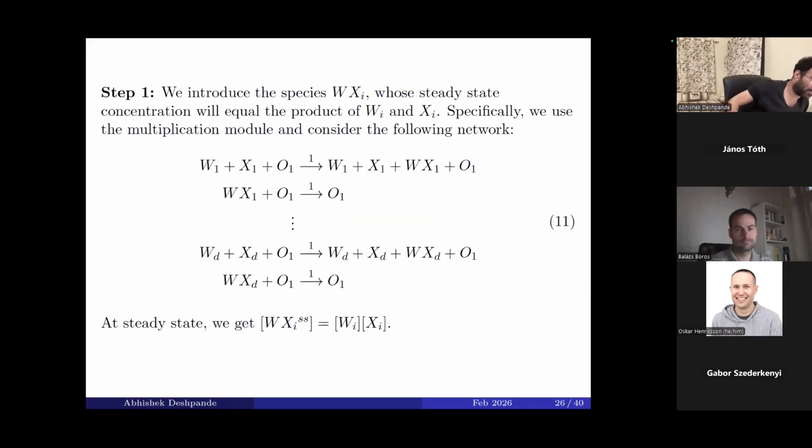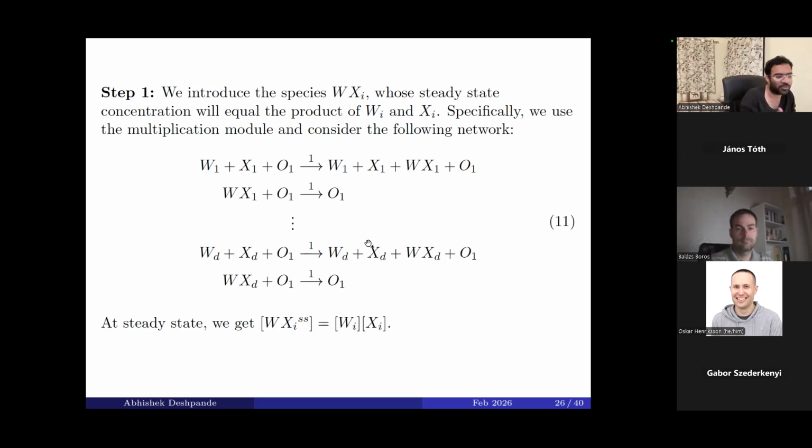So here is step one. Step one is calculating W times X, right? You can use the multiplication module to do this. You need to calculate W1 X1 plus W2 X2 plus W3 X3 up to WD XD. And you can use these multiplication and addition modules to accomplish this.